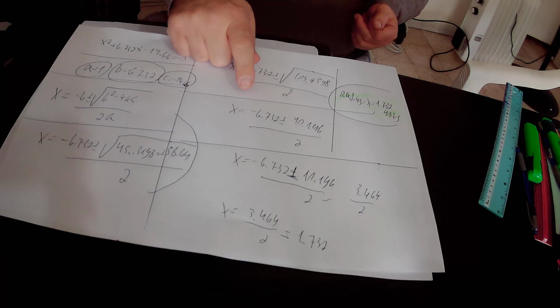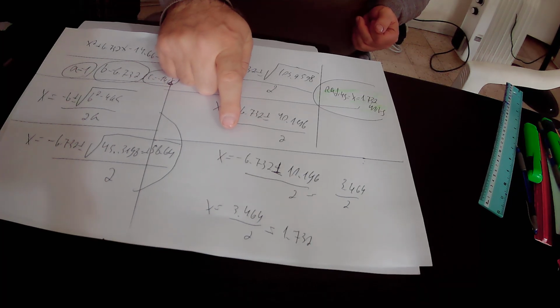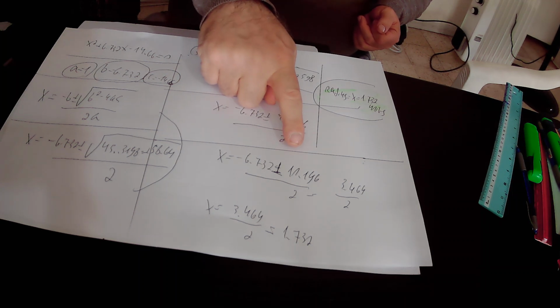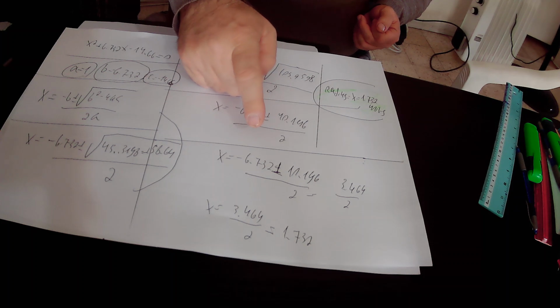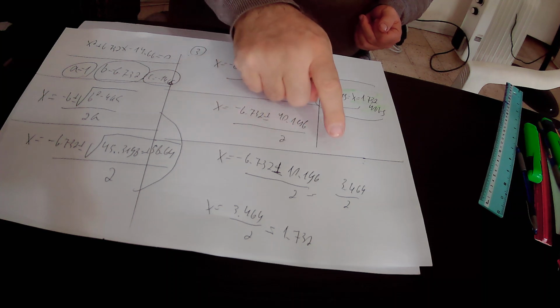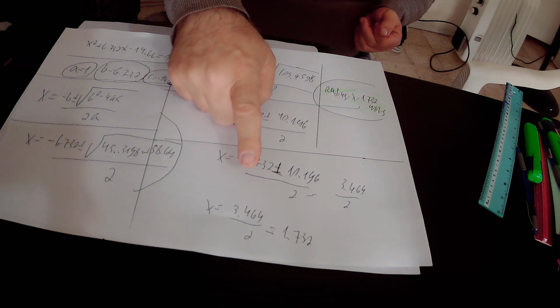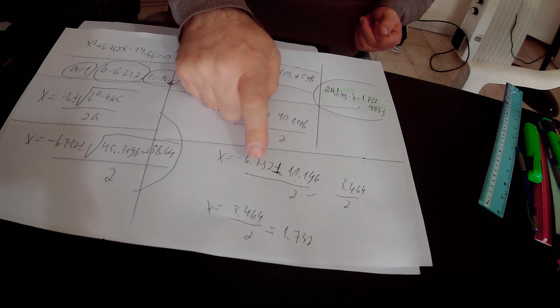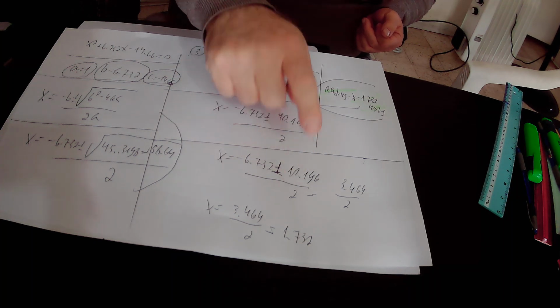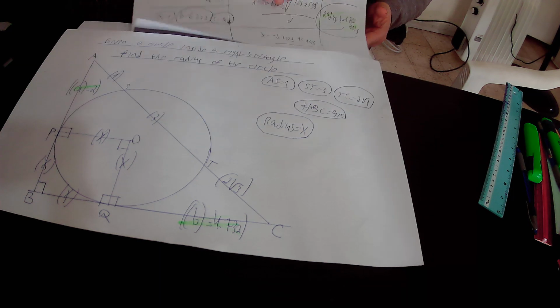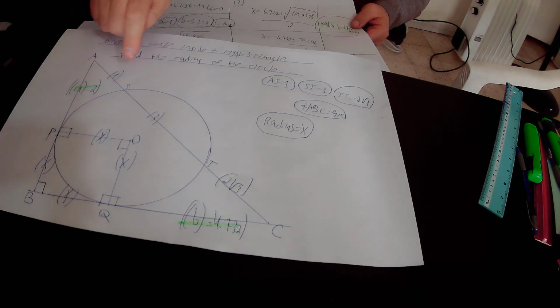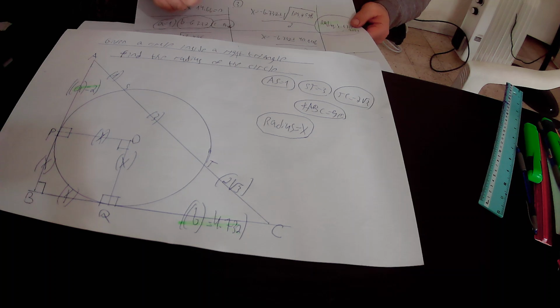And the positive solution for x is x equals minus 6.732 plus 10.196, over 2. And minus 6.732 plus 10.196 is 3.464. So x equals 3.464 over 2, and 3.464 over 2 is 1.732. So we found that the radius of this circle, x, equals 1.732 units.